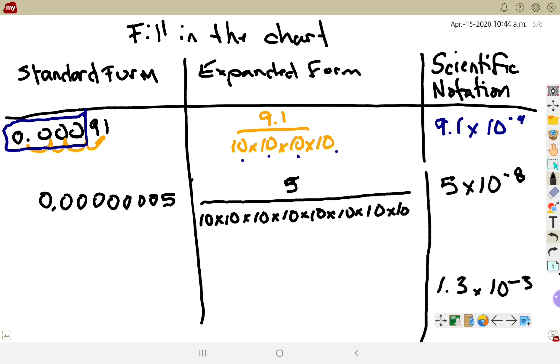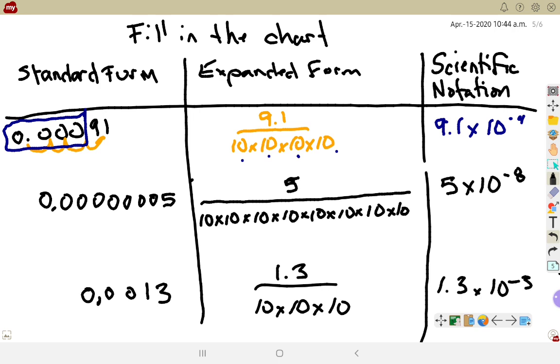Okay, then we've got, in this last one here, a 1.3 over top of, and then it was times 10 to an exponent of -3, so there's going to be 3 tens in the denominator here. And so I'm going to have my 1 and my 3, and then there should be 3 zeros in front of the 1, and we put the decimal point in between the first 2.